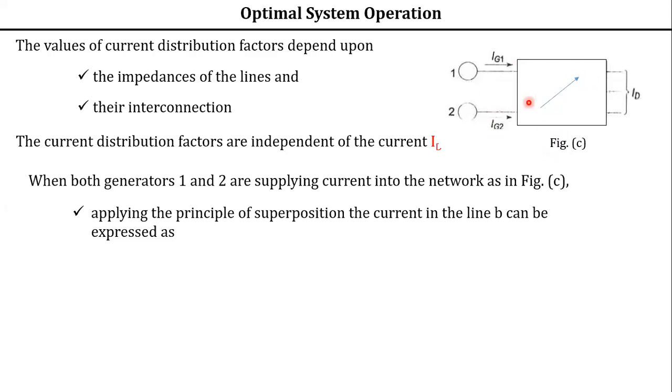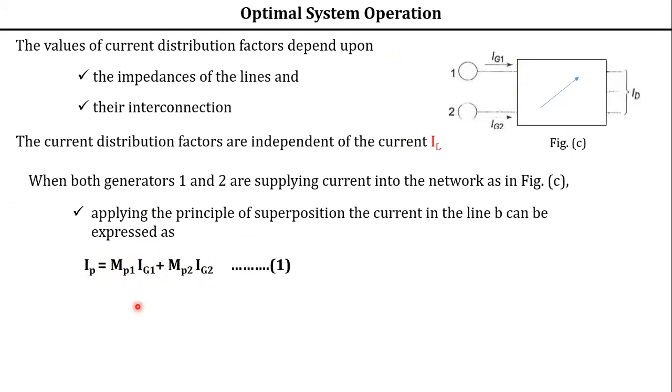So this is case 3, when both the plants are supplying. Case 2 is when plant 2 alone is supplying, and case 1 is when plant 1 alone is supplying. Therefore the total current is the algebraic sum of case 1 and case 2. Applying the superposition theorem, the total branch current IP is MP1, the current distribution factor, times the corresponding current IG1, plus MP2 times the corresponding current IG2.